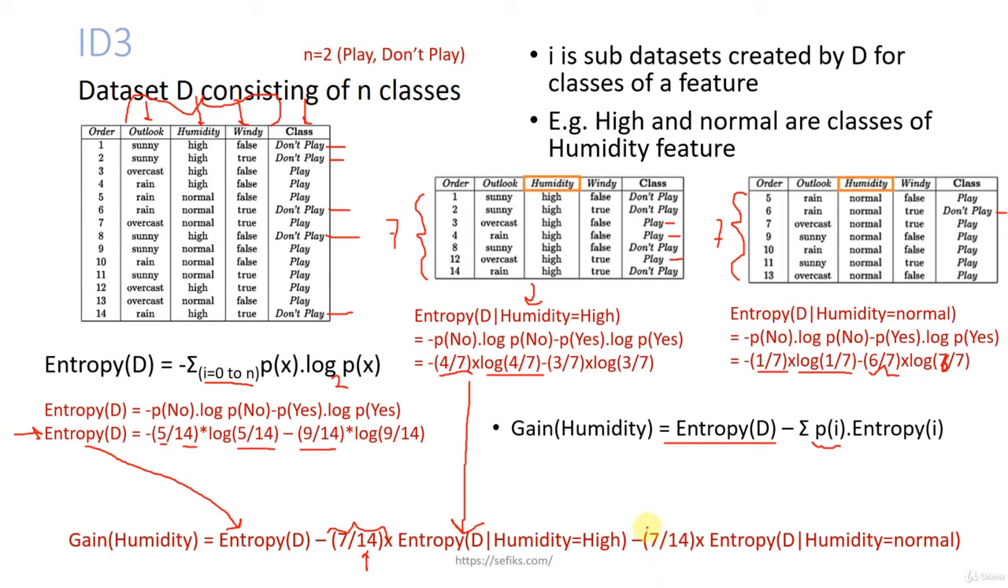minus again probability of the second data set. It's again 7 over 14. 7 is the number of instances in the sub data set, and 14 is the instances in the main data set, times entropy of normal humidity, and actually it's calculated here. In this way, we are going to calculate information gain for humidity, and we need to calculate information gains for the other features, for outlook and windy.